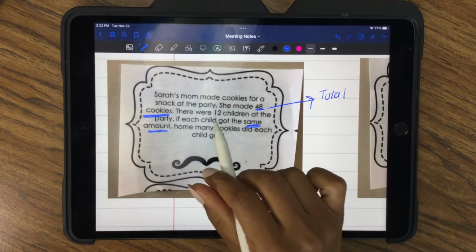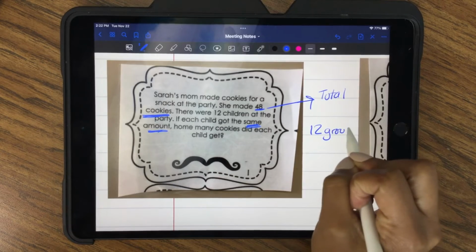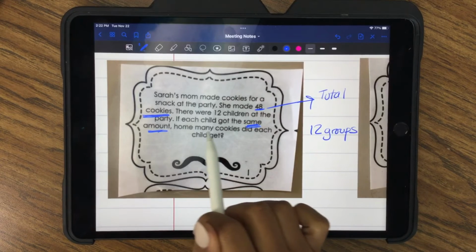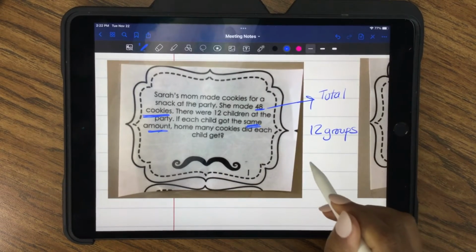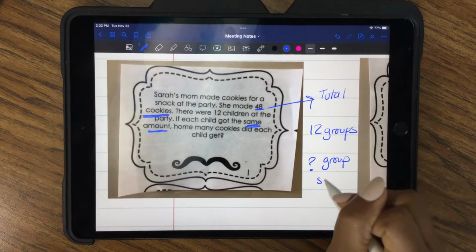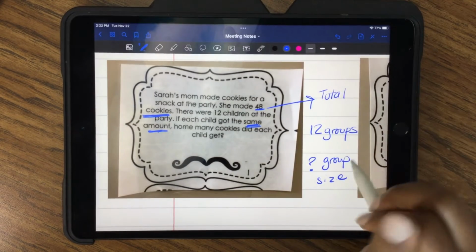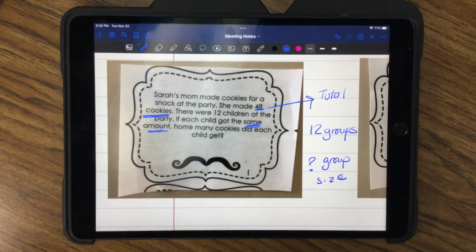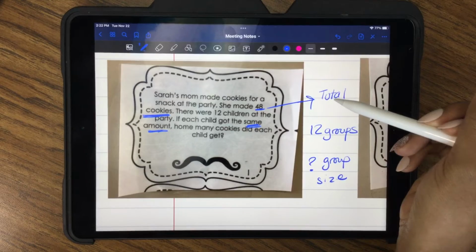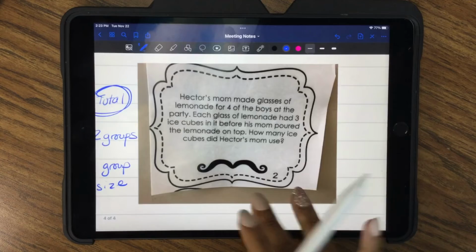So the 12 children are, in this case, 12 groups. And so we want to know how many cookies did each child get. So we're looking for the group size. We already know the group amount. There's 12 groups or 12 children. So these are the things that we're looking for. The total is the biggest thing that tells us that is division. They already gave us the total. Okay, let's look at this problem.